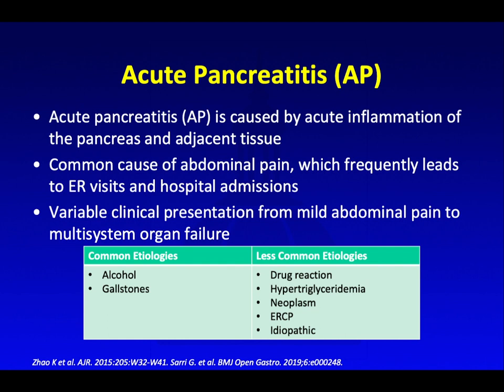Some of the more common etiologies that we encounter include alcohol and gallstones, and the less common etiologies that we sometimes see include drug reaction, hypertriglyceridemia, underlying neoplasm. It could also be iatrogenic due to an ERCP, or idiopathic.